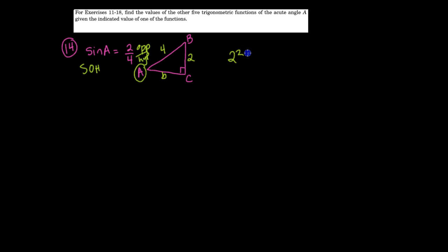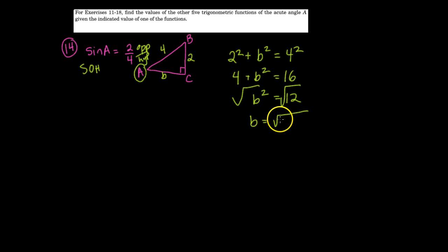2 squared plus b squared is equal to 4 squared. 2 squared is 4, plus b squared is equal to 16. b squared, if I bring the 4 over to the other side, is 12. Take the square root. So that tells me that b is equal to, well, if I break down 12, 12 is 4 times 3. This is simplifying a square root.